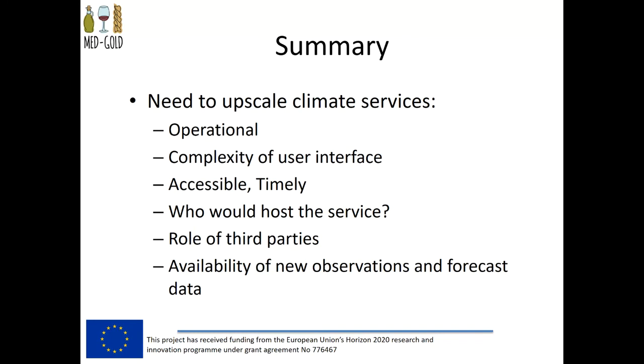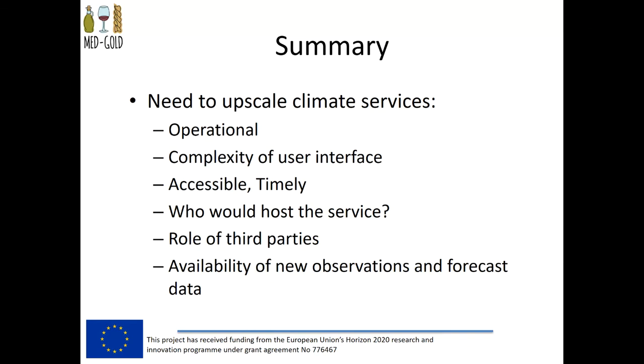So just a brief summary then. There's a clear need to upscale climate services from a pilot, so they can reach a much wider range of users, but there are lots of issues in doing that. The first thing is making the service operational, so it requires much less manual intervention. Then think about the complexity of the user interface. Should it be simple maps all the way up to something that allows users to do their own analysis? What level of complexity is required? But regardless of that, it needs to be accessible and it needs to be timely.